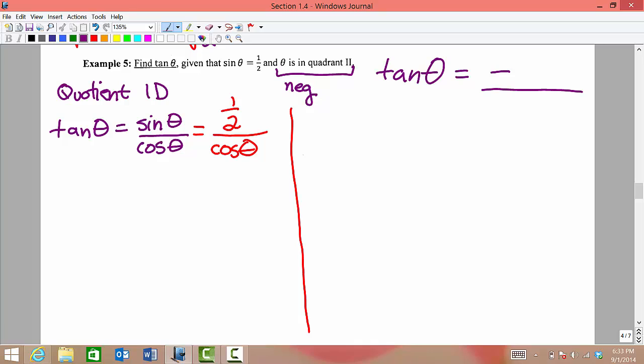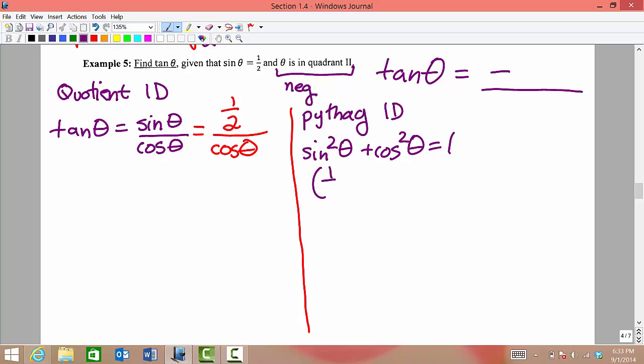In order for us to get cosine theta, we know sine. What identity relates sine and cosine? Well, that will have to be our Pythagorean identity. Sine squared theta plus cosine squared theta is equal to 1. Sine squared theta, well, we know that sine is 1/2, we'll square that, plus cosine squared theta is equal to 1. 1/2 squared would be 1 squared over 2 squared, which is 1/4.